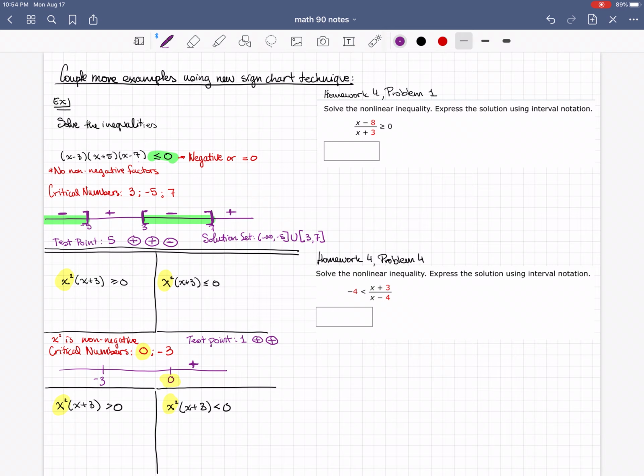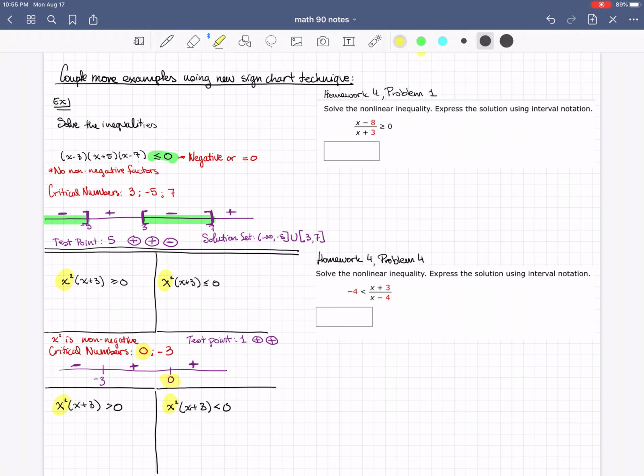Now, 0 came from a non-negative factor. So that means that there's not going to be a change in sign around the 0. So whatever it was to the right of 0, that's also what it's going to be to the left. However, negative 3 did not come from a non-negative factor, so there will be a change of sign around the negative 3. So since it was positive to the right of negative 3, it'll be negative to the left. We're done with the sign chart. For the rest of this problem, we're just reading the sign chart based on what the different inequalities ask.